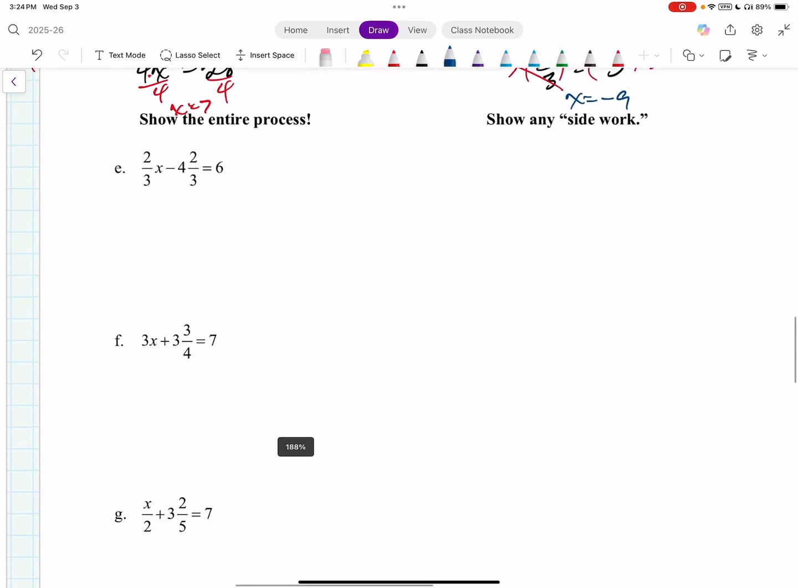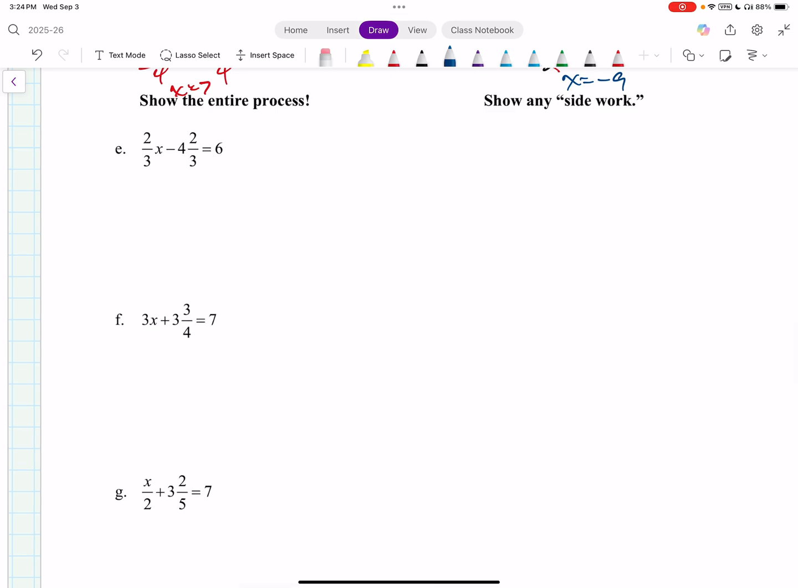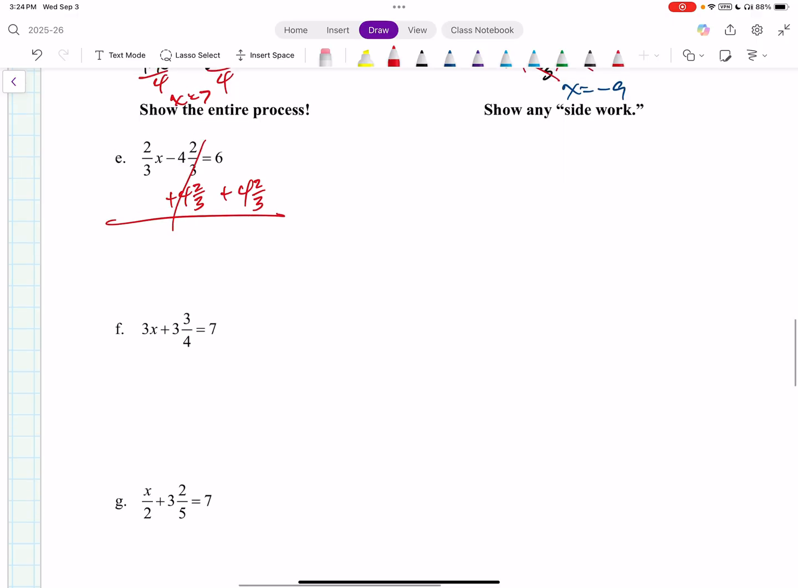Those are your first basic problems here. Now let's get into the more challenging stuff. On this, you want to show your side work. So here you've got 2/3 x minus 4 and 2/3 equals 6. We're going to add the opposite. The opposite of minus 4 and 2/3 is adding 4 and 2/3. We're going to add the opposite to both sides. These opposites add to 0. You get 2/3 x is equal to 6 plus 4 and 2/3, which is 10 and 2/3. Add the whole parts. 4 plus 6 is 10. So if you have 6 pieces plus 4 and 2/3 pieces, guess what? You have 10 and 2/3 pieces in all.